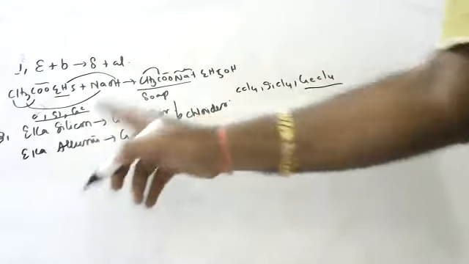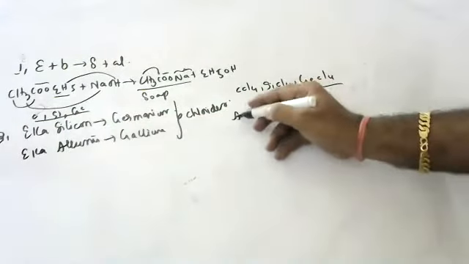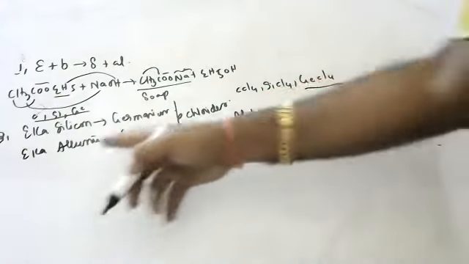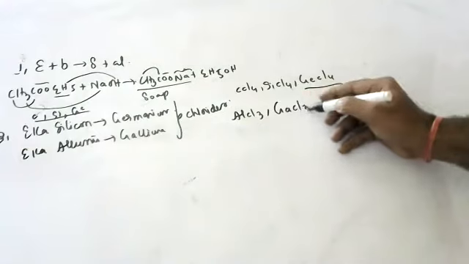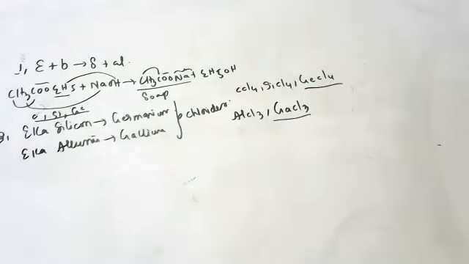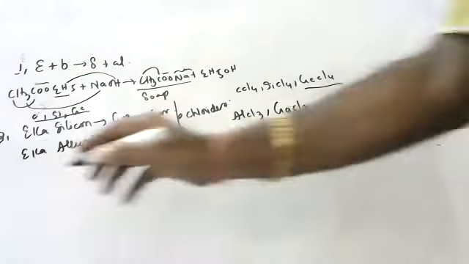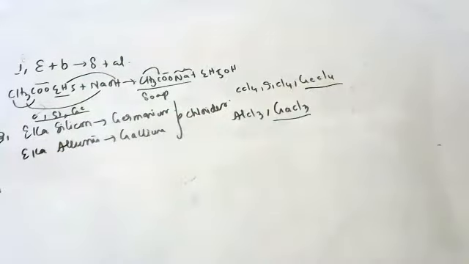And aluminium with chlorine, how will it form, children? AlCl3. When aluminium forms AlCl3, gallium will form GaCl3. That's all. Like that you should assume, because they all belong to the same group. Same group means they will have the same valence. When they have the same valence, you can write like this, children. Okay, like this you have to predict. Next question.